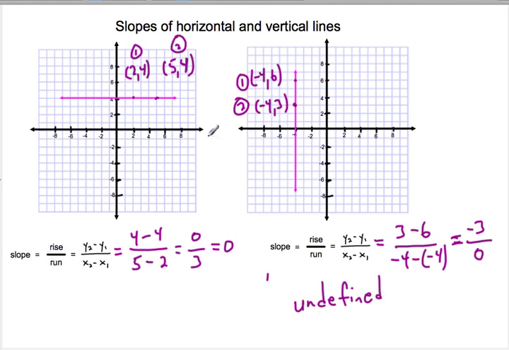So, the slope of a horizontal line is 0. The slope of a vertical line is undefined.